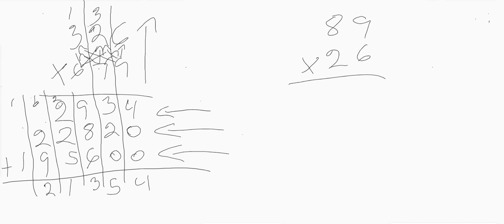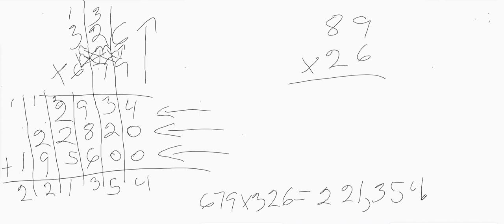And it's good to put it up here at the top, even though it could have went right there. You don't want to get the problem mixed up. You put the 1 up there. 1 plus 1 is 2. So the answer to your problem is 679 times 326 equals 221,354.